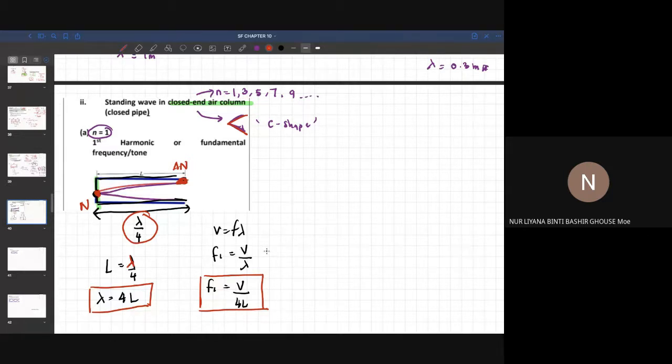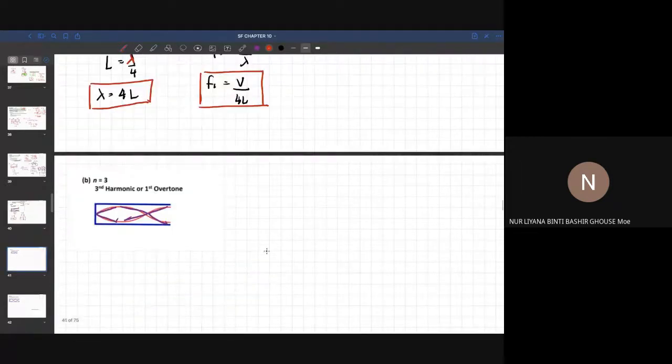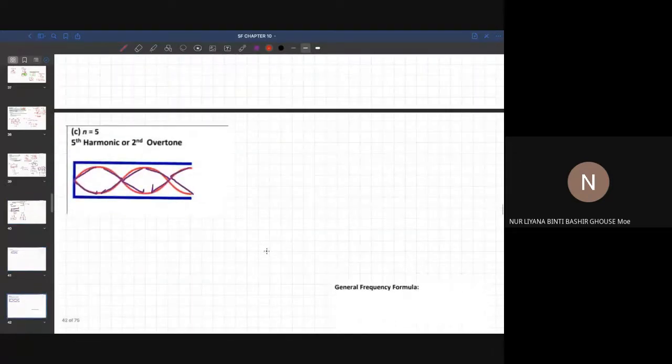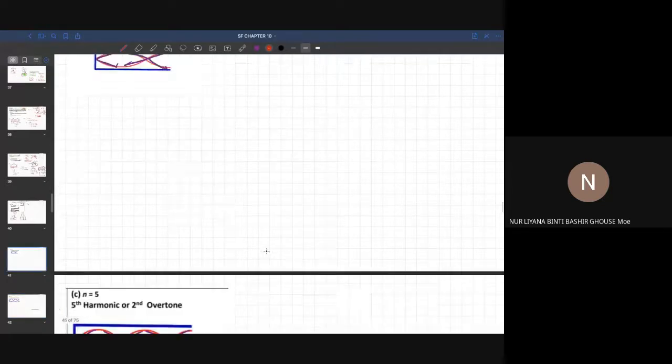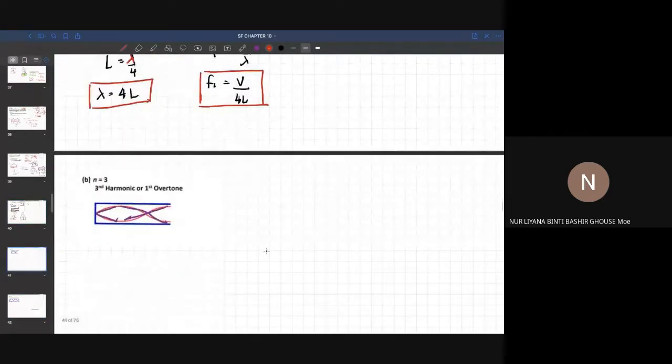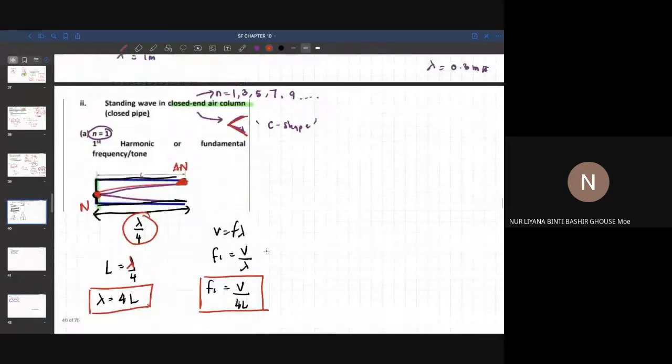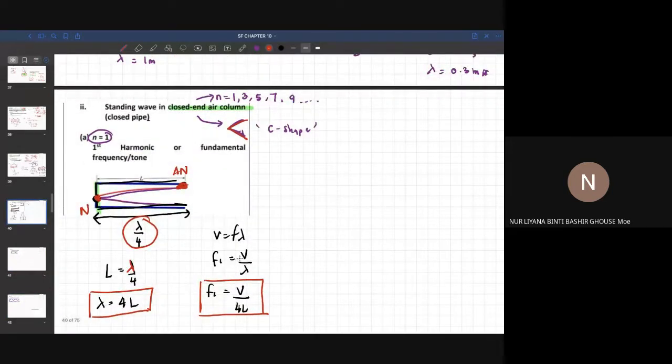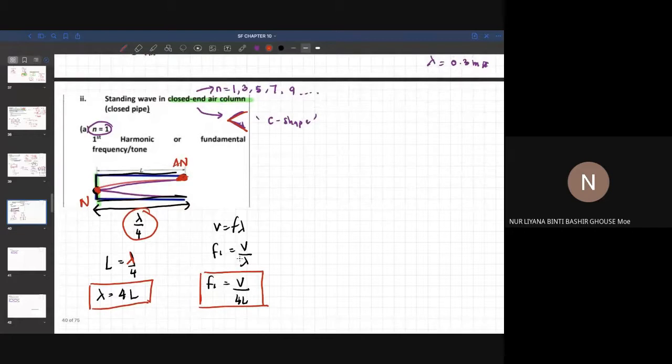Okay, so I'm going to give you time. I want you to try yourself. Miss nak awak try untuk N equals to 3 and N equals to 5. Okay, Miss bagi masa. I want you to try for N equals to 3 and N equals to 5. Kalau you have questions, you can cakap dekat chat box. So I bagi you masa untuk salin and you try N equals to 3 and N equals to 5. Sebelum tu ada apa-apa soalan?